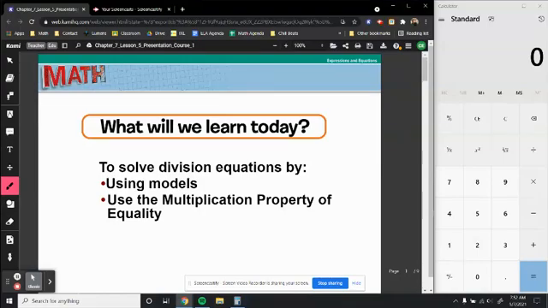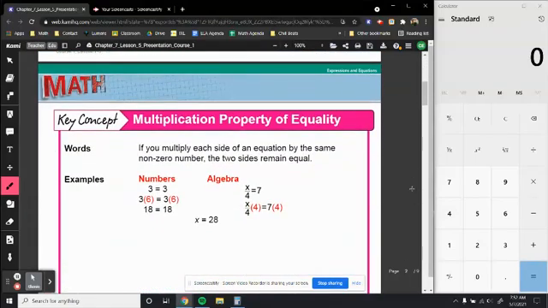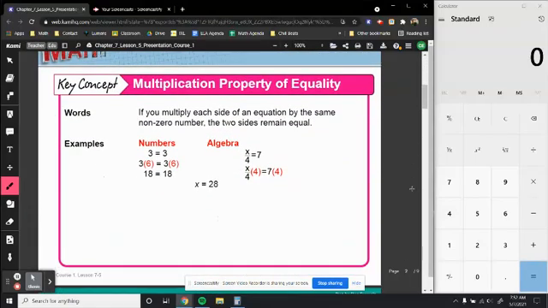We're on the last lesson of chapter 7. So today we're going to be using the multiplication property of equality. What that means is that if you multiply each side of the equation by the same non-zero number, the two sides remain equal. As you can see, if we multiply both sides by 6, we still get an equal amount. If we multiply both sides here by the number that's being divided, we get the same number.